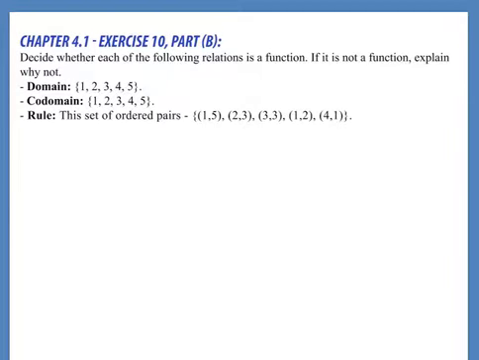Alright, this is chapter 4, section 1, exercise 10, part B. The problem reads, decide whether or not each of the following relations is a function. If it is not a function, explain why not. And this is part B, the domain is 1, 2, 3, 4, 5. Codomain is 1, 2, 3, 4, 5. This is a set of ordered pairs.